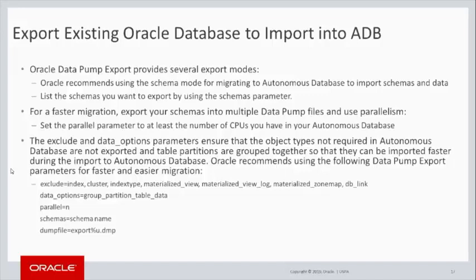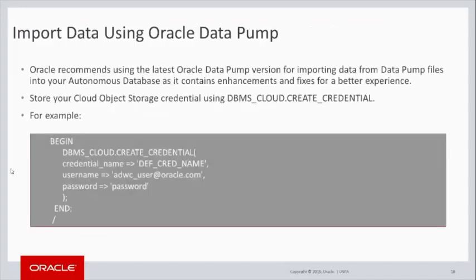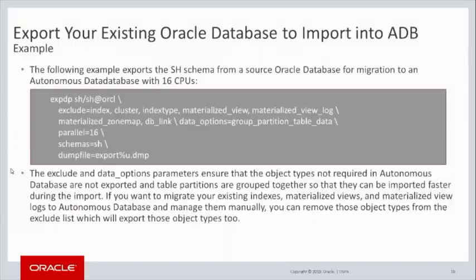In this example, you see under the exclude and data_options the recommended objects that should not be exported as they are either not supported or not recommended for Autonomous Database. To use Data Pump from ADB, a credential identifying the object storage bucket to use must be defined with the dbms_cloud.create_credential function. This will allow ADB to access objects that are stored in the object store, including dump files.